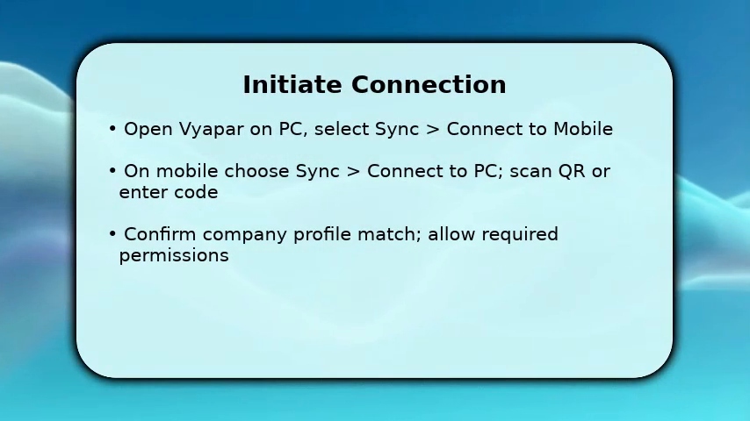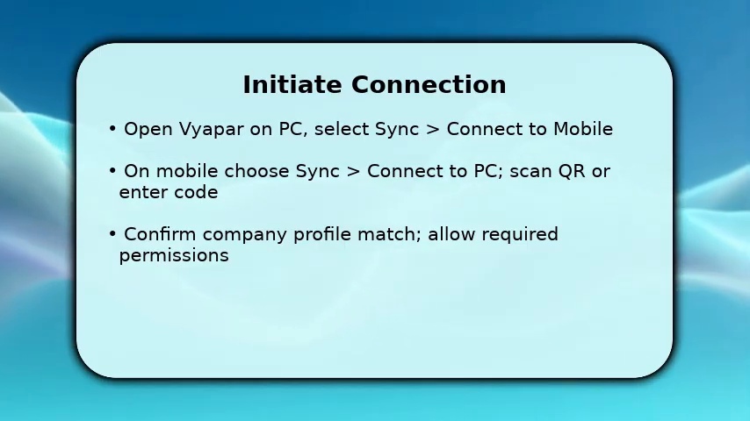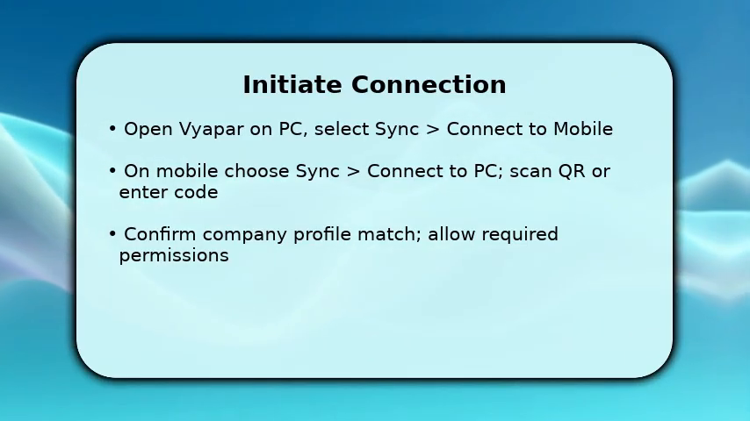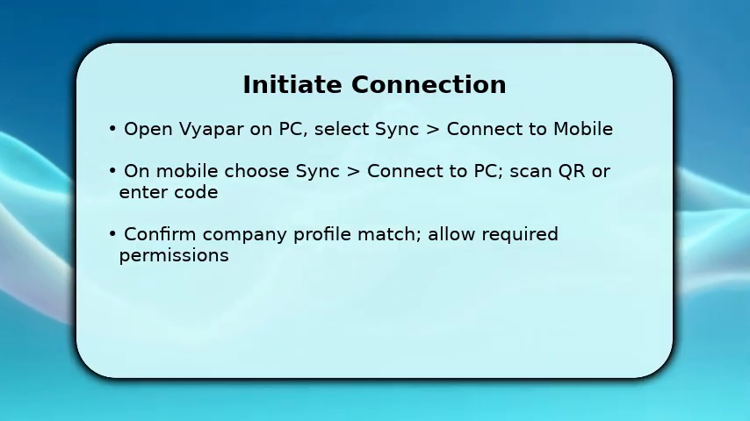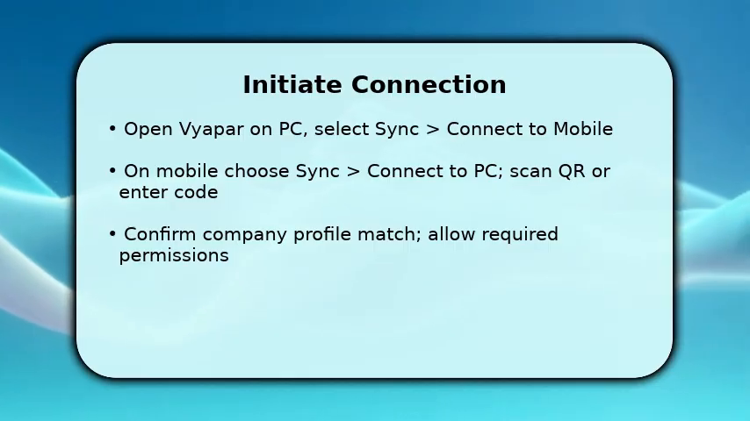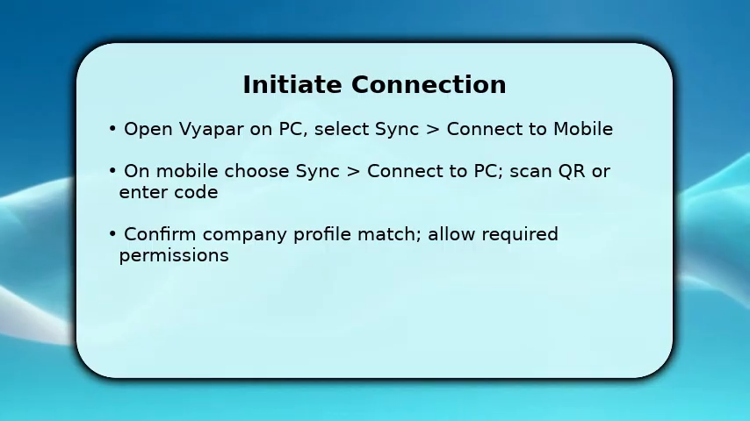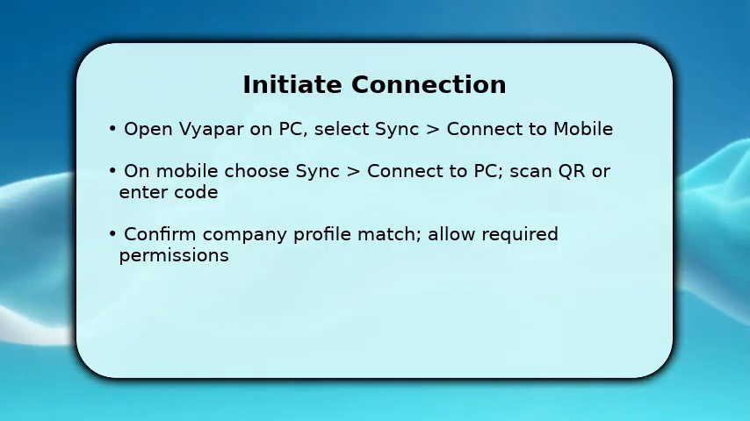Now you initiate the actual connection. On the PC app, choose Sync and select Connect to Mobile. A QR code and a 6-digit code appear. Next, on your phone, navigate to Sync, Connect to PC, and scan the QR or type the code manually. This step pairs the devices and verifies identity so both apps reference the same company data.